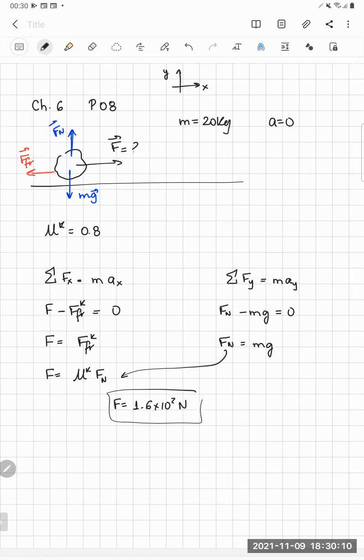So that's the end of this problem. You see, the text is long, but the problem is not hard, it's simple.